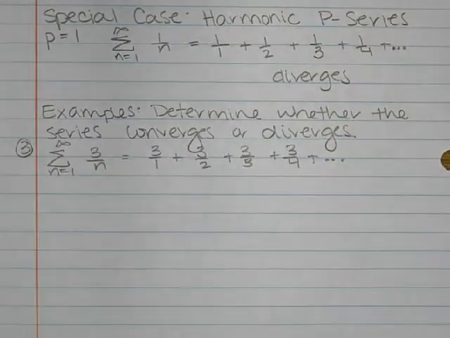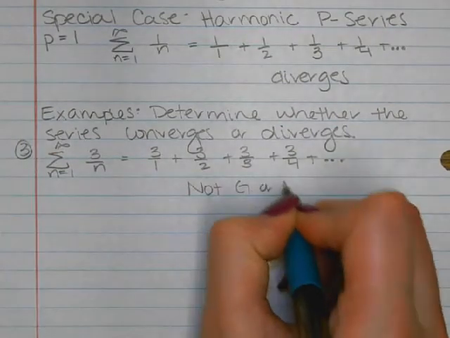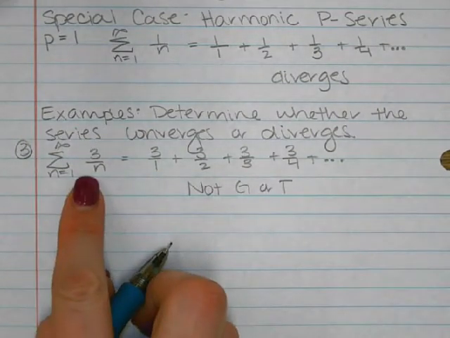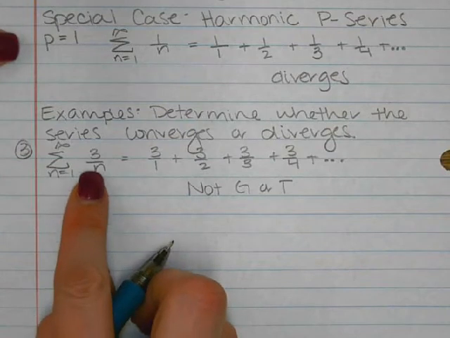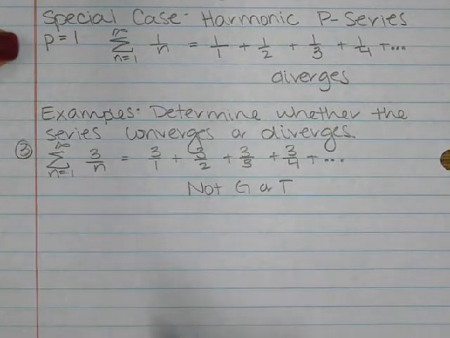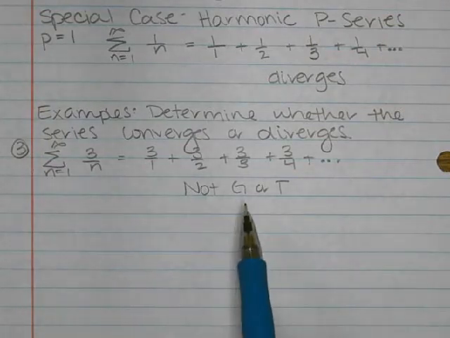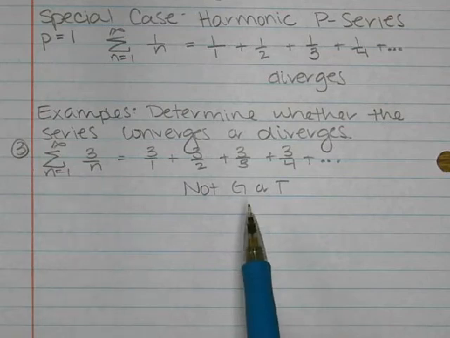So if you look at this, you can see this is definitely not geometric or telescoping. If you were to do the nth term test, you would look at the limit as n goes to infinity. Again, the limit here would be 0. That's when the nth term test is inconclusive, so that's not helpful to us. You might actually be able to evaluate this using the integral test. However, what we're concerned with is that this is a harmonic P series.